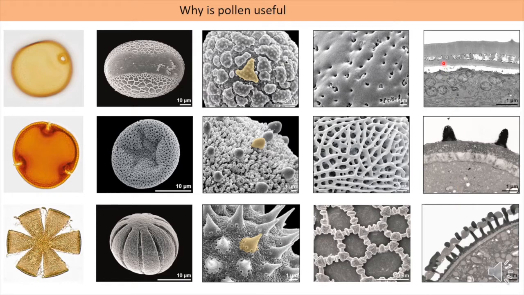For the TEM, we first need to embed the pollen grains and then make sections. These sections are then carefully studied, and we try to observe the thickness of the pollen wall, how it's structured, and its different layerings.